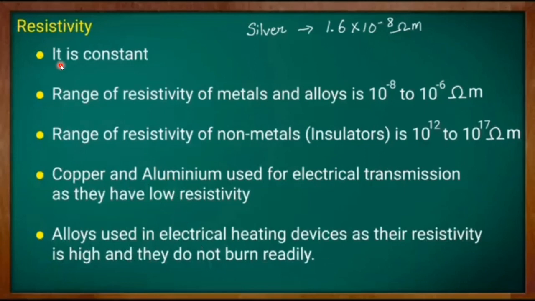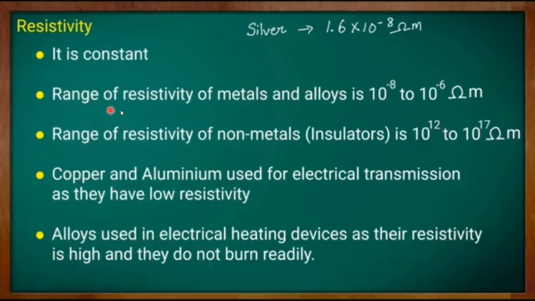Then we will learn a few more points about resistivity, children. The first point says it is constant. It is a constant for a given particular material. Suppose I take the example of silver, silver resistivity is 1.6 into 10 to the power of minus 8 ohm meter. Whether you change the length of the silver you have taken, or the area of cross section, the resistivity of silver is not going to change. When you change the first two parameters, that is length and area of cross section, the nature of the material cannot be changed, isn't it? So resistivity is always constant. It does not vary with length and area of cross section.